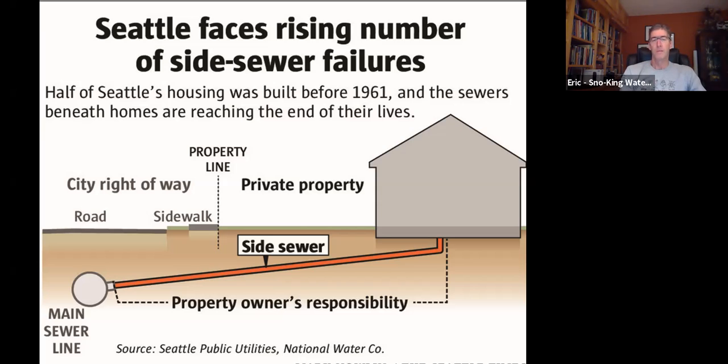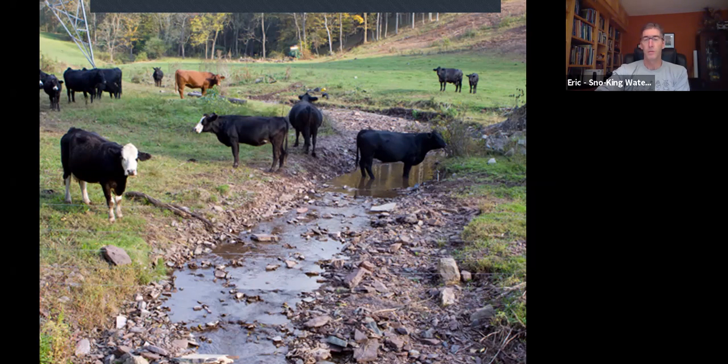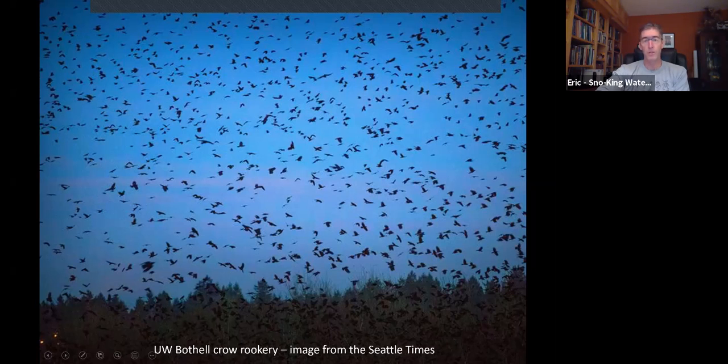So that's a place where things can come from, either improperly connected or, if these just fail on their way to the main sewer line, they can start leaking into groundwater, which can make its way to the creek. Animals, livestock in particular, are another thing that can contribute to water pollution. Also birds. Here's an example from the University of Washington, Bothell, where they have a gigantic crow rookery, and tens of thousands of crows nest there every night. And not surprisingly, where North Creek runs through UW Bothell, it picks up a lot of bacteria as well.